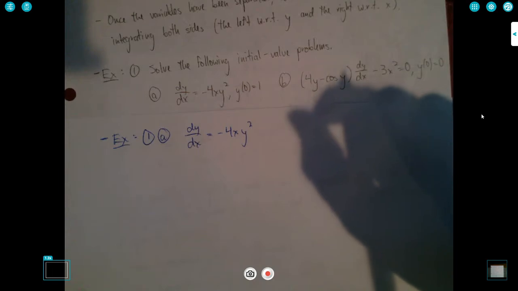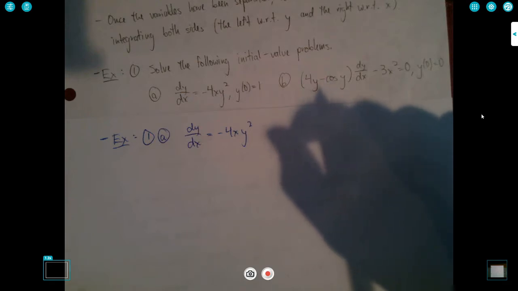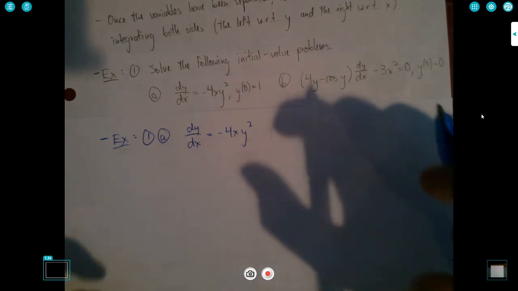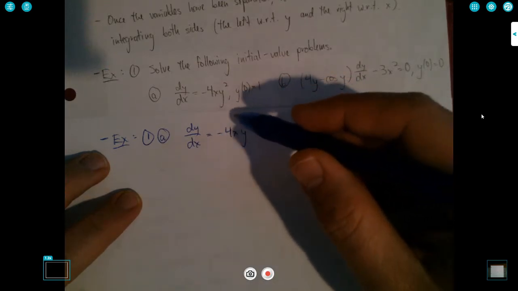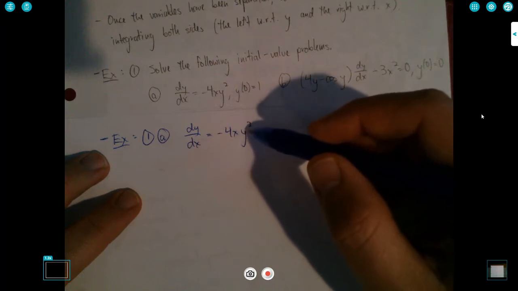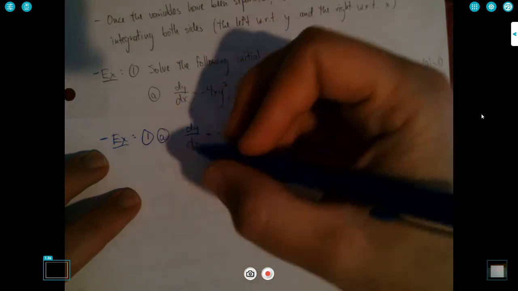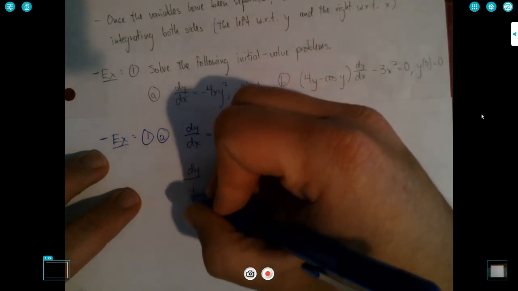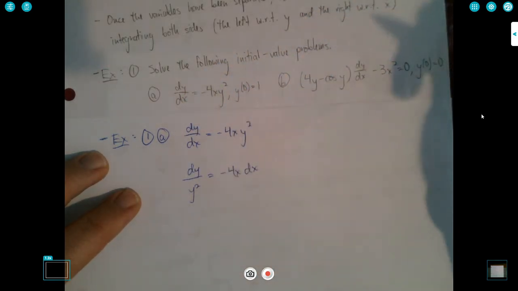So our strategy is to try to separate the variables, get all of our y's and our dy together on one side of the equation, and then get all of our x's and our dx together on the other side of the equation. So if I multiply through by dx, then obviously I'll have a negative 4x y squared dx on this side, which means I need to get rid of the y squared. So I'm going to go ahead and divide through by y squared as well, so that what I end up with looks like this. Dy over y squared equals negative 4x dx.